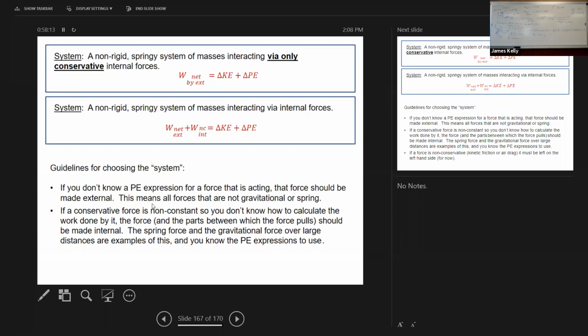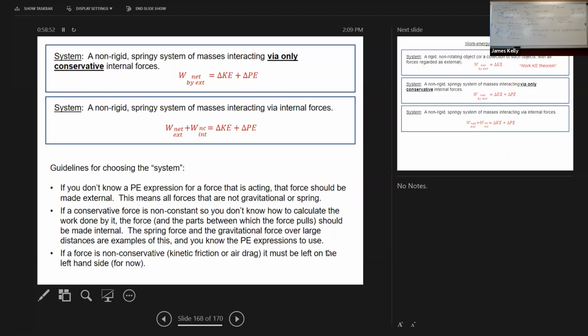Similarly, if you've got a conservative force that's non-constant, then you can't use this Fx delta x formula to explicitly calculate the work done by it. So I don't want it to appear on the left-hand side of one of these work-energy relationships because I don't know how to calculate that work. Hopefully, I've got a potential energy expression that somebody's handed to me from on high that came from calculus to put in. So if you have a non-constant force, put it in and hope that you have a potential energy expression to use.